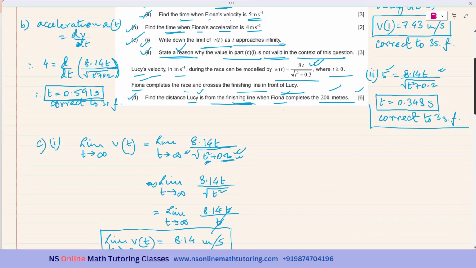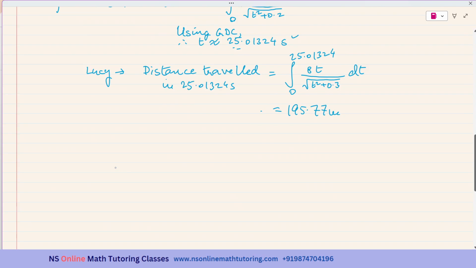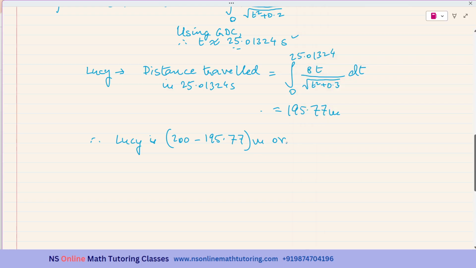Okay. So the question is, distance Lucy is from the finishing line. So therefore Lucy is 200 minus 195.77 meters, it is the answer. It is 4.23 I am taking. Okay. So 4.23 meters from the finishing line.